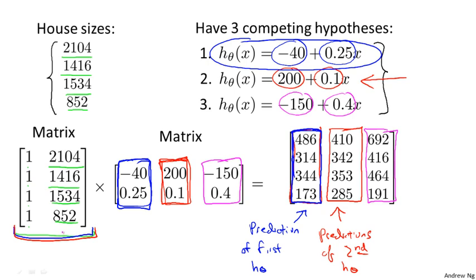But it turns out that by constructing these two matrices, what you can therefore do is very quickly apply all 3 hypotheses to all 4 house sizes to get all 12 predicted prices output by your 3 hypotheses on your 4 houses. So with just one matrix multiplication step, you manage to make 12 predictions. And even better, there are lots of good linear algebra libraries to do this multiplication step for you.